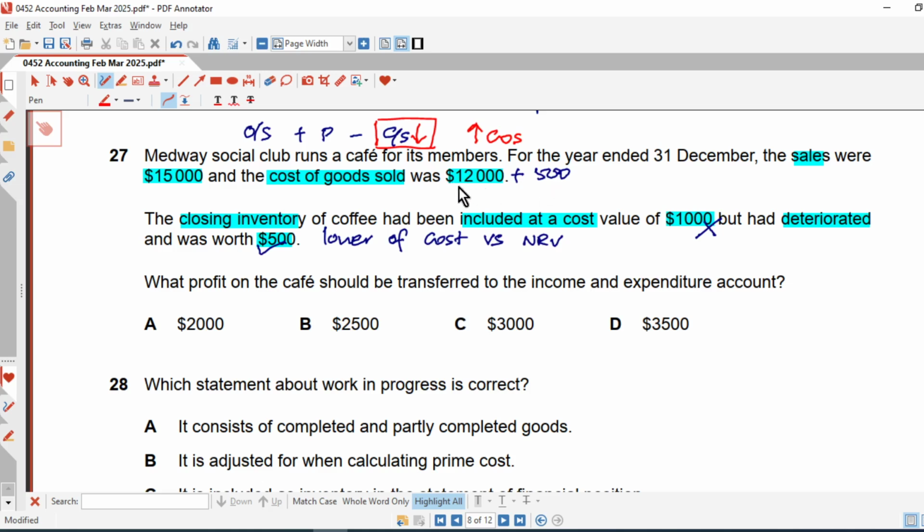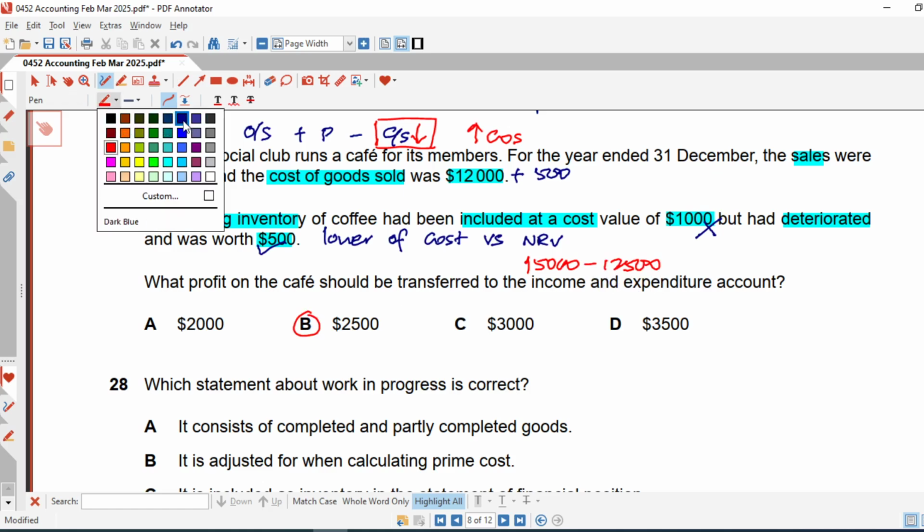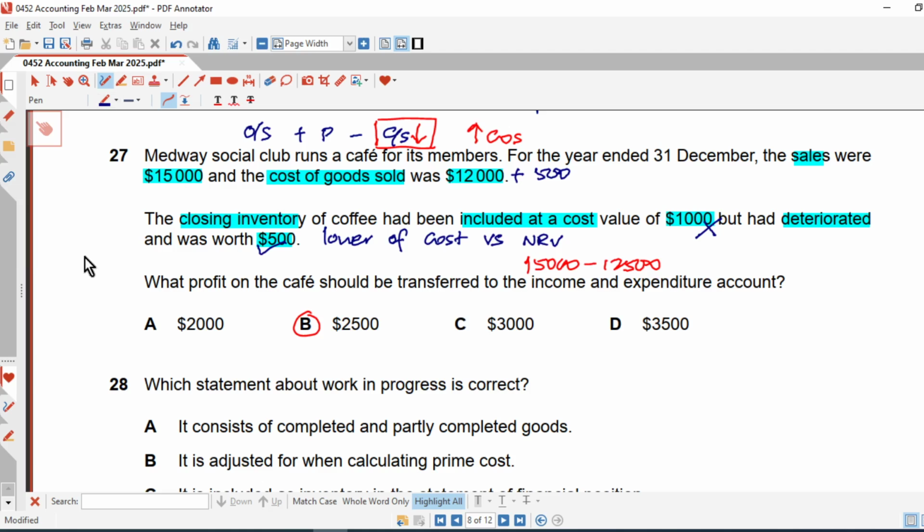So we increase the cost of sales to 12,005. So 15,000 minus 12,005, that's where you get a profit on the cafe of 2,500. So you have to be careful with some of the adjustments that you make.